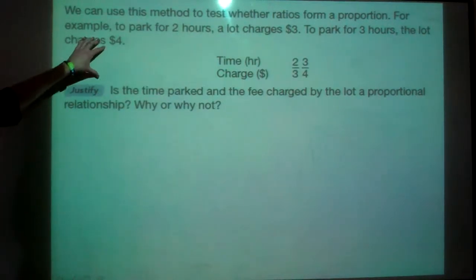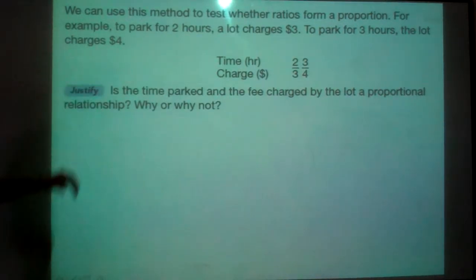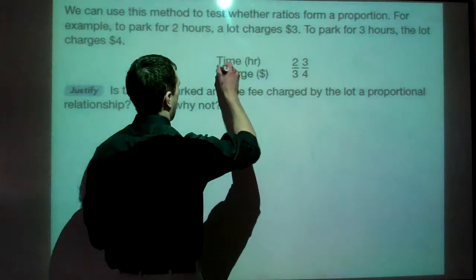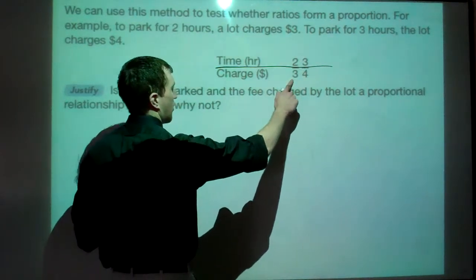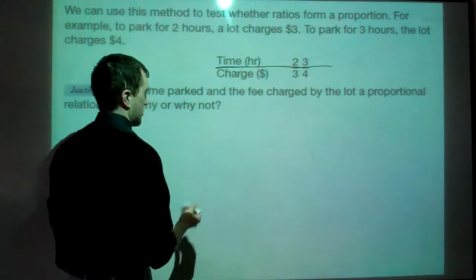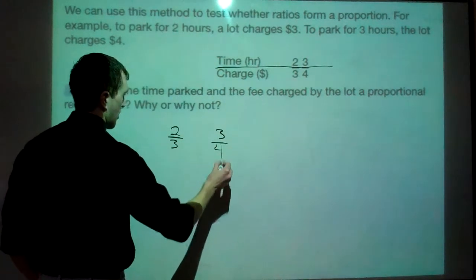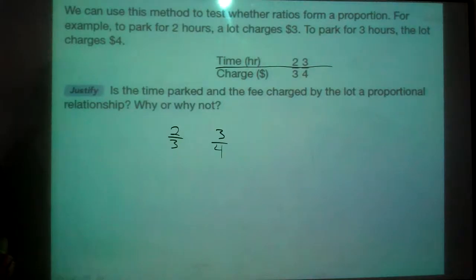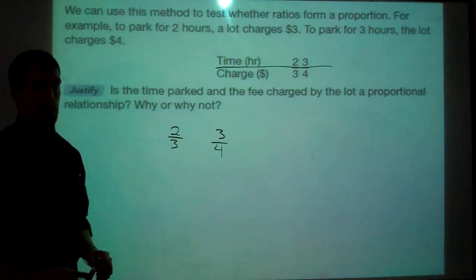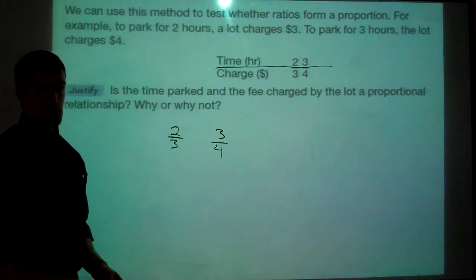It says, to park for 2 hours, a lot charges $3. To park for 3 hours, the lot charges $4. So we look at it like this. For 2 hours, $3. 3 hours is $4. So we look at these fractions, or the ratios. If we have a proportional relationship, these two fractions should be equal to each other. However, they're not, and they will never be equal. They're both in their most simplified form, there's nothing we can do to change them, and these ratios are not equal.